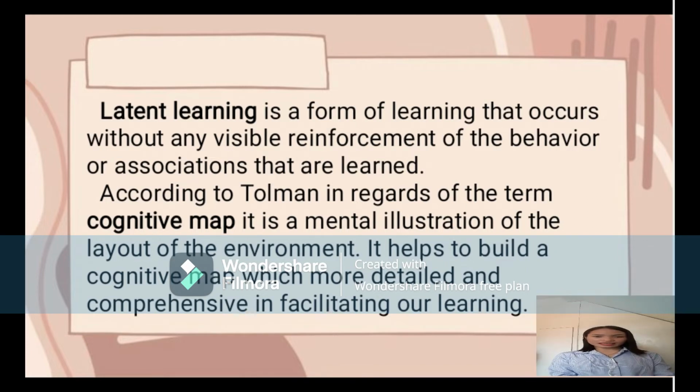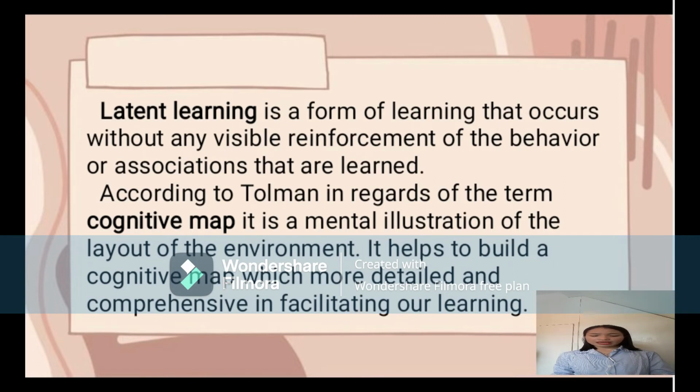Next to tackle is the cognitive map. So what is a cognitive map? According to Tolman, the term cognitive map refers to a mental illustration of the layout of the environment. It helps to build a cognitive map which is more detailed and comprehensive in facilitating our learning. One of the examples of cognitive maps is Tolman's experiment about the rats in the maze.